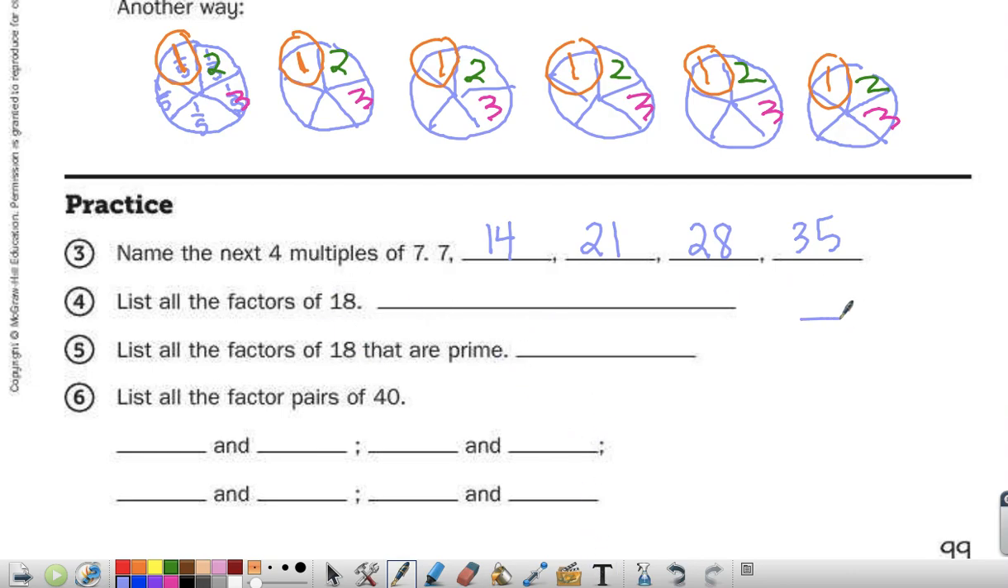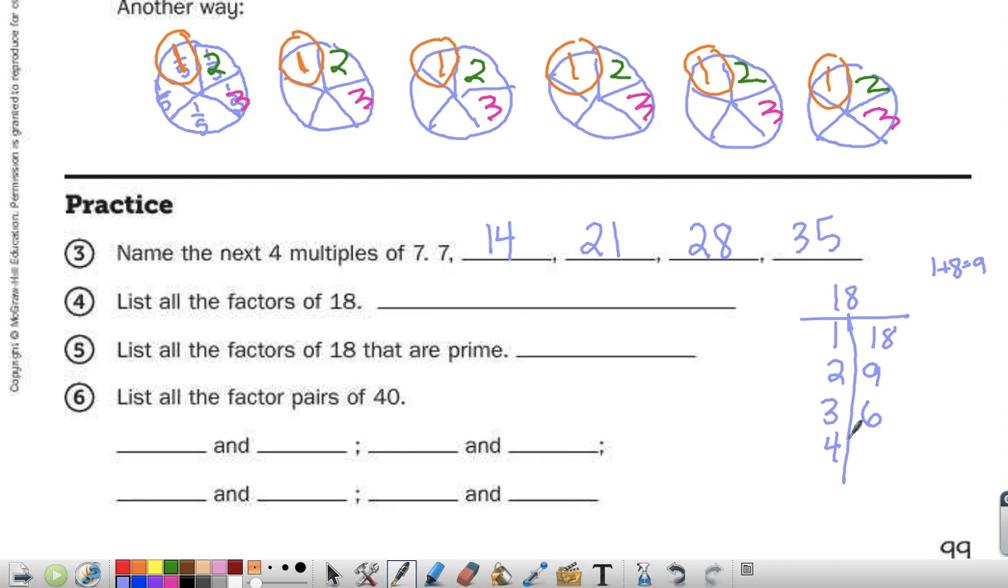List all the factors of 18. I'm going to make a factor T to help me organize this. I always start with 1 times the number, then I move to 2. 2 can go into 18 9 times. Move to 3. I add the digits, 1 plus 8 equals 9, and 3 can go into 9, so 3 can go into 18 6 times.